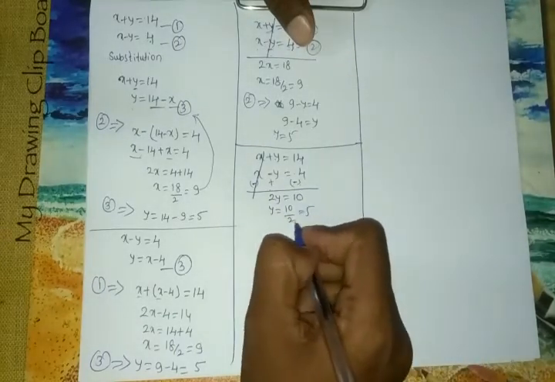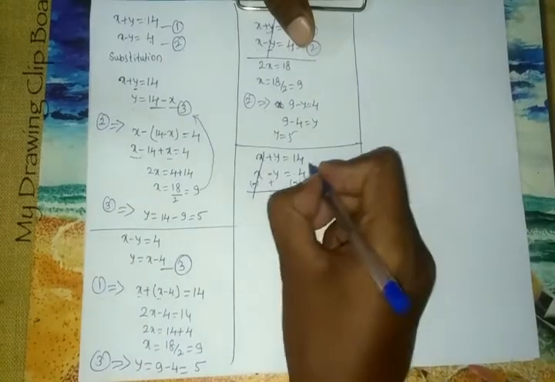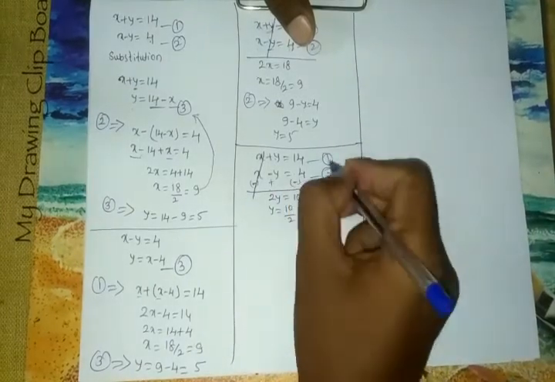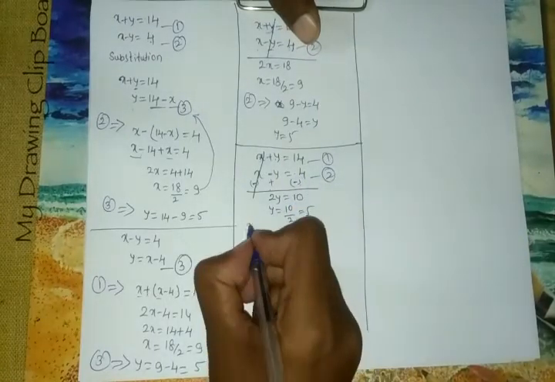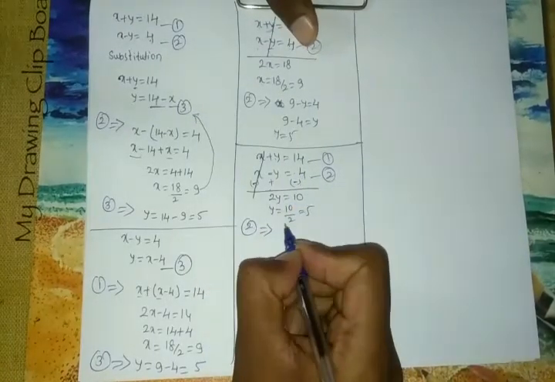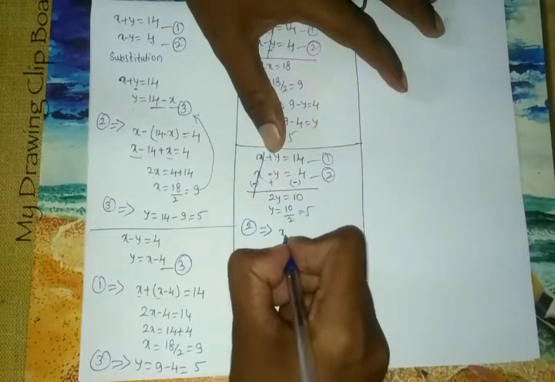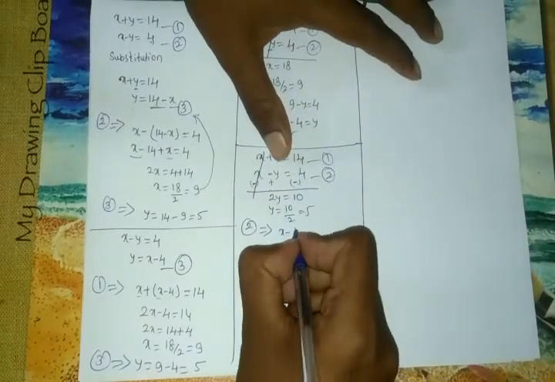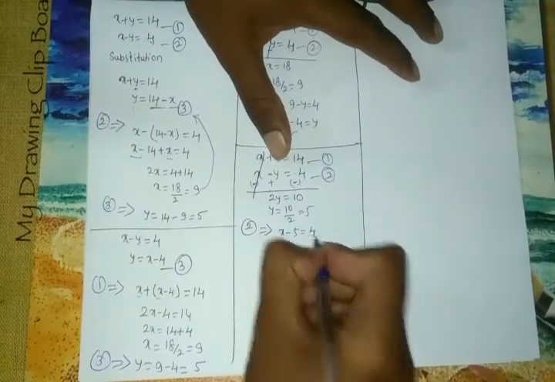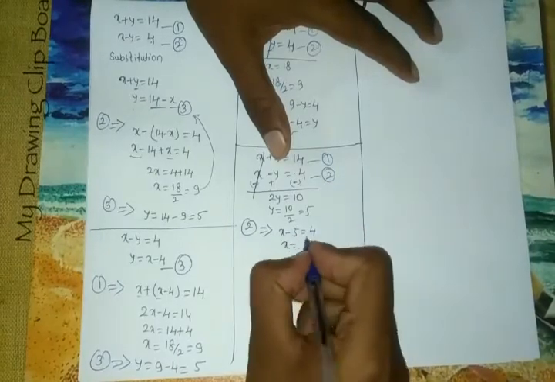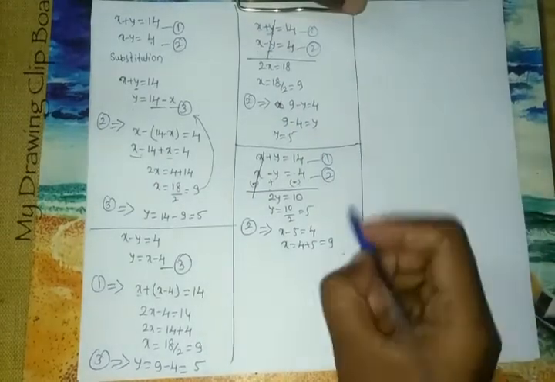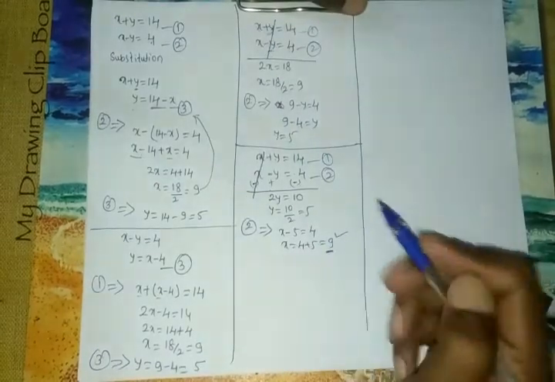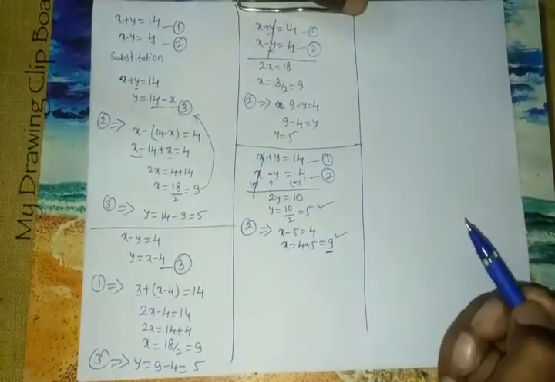Now this y you can substitute in any one of the equations. Either you substitute in equation 1 or equation 2, you will get the same answer. So let me substitute in equation 2. x minus y, y is 5, equals 4, so x equals 4 plus 5, which is 9. You will get the same answer, x equals 9 and y equals 5.